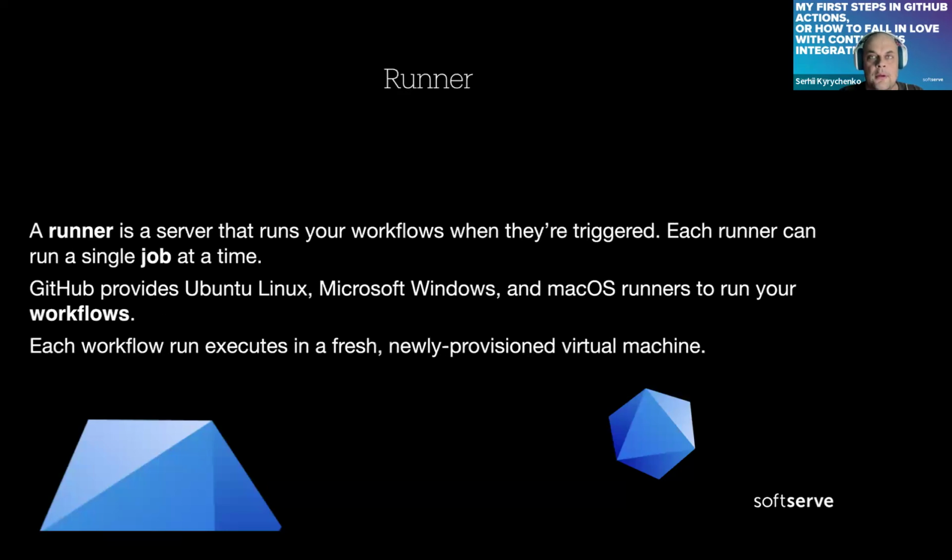So, runners. What are runners? A runner is a server that actually runs your workflows when they're triggered. Each runner can run a single job at a time. And here's the thing: GitHub provides Ubuntu Linux, Microsoft Windows, and macOS runners for your workflows. These are the only choices of operating systems that you currently have.